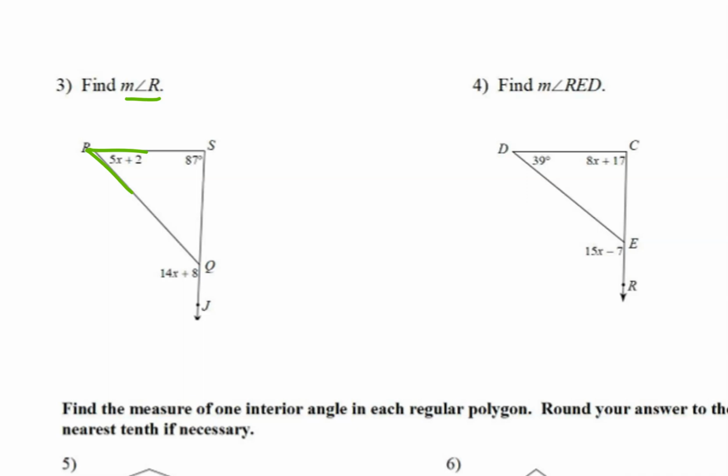So we know angle R plus angle S equals this outside angle, JQR. So we're going to set up an equation. 5x plus 2 plus 87 is equal to our other angle out here, 14x plus 8. And at this point, you're going to do whatever you can to simplify it. Combine any like terms if you can. We can add the 2 and the 87.